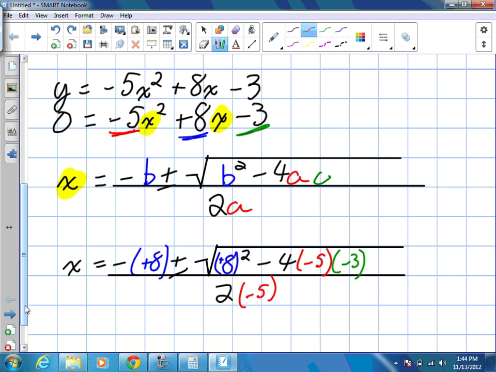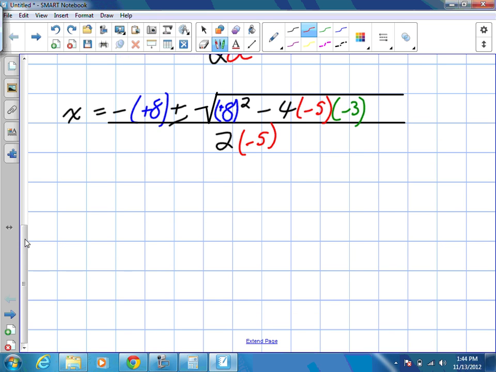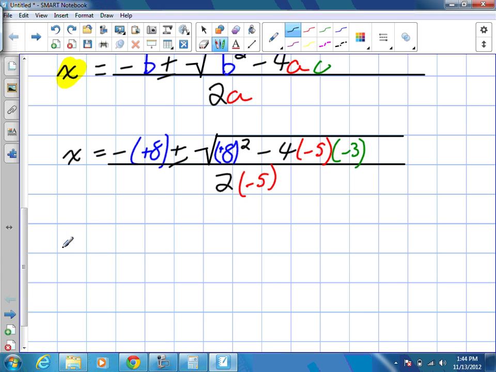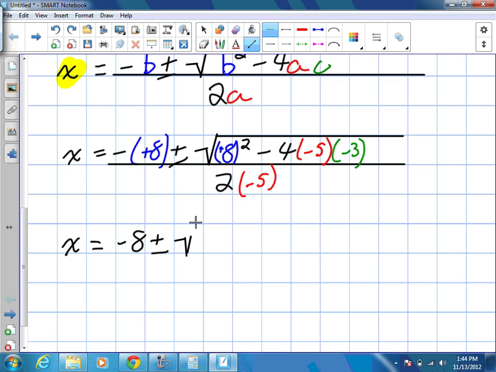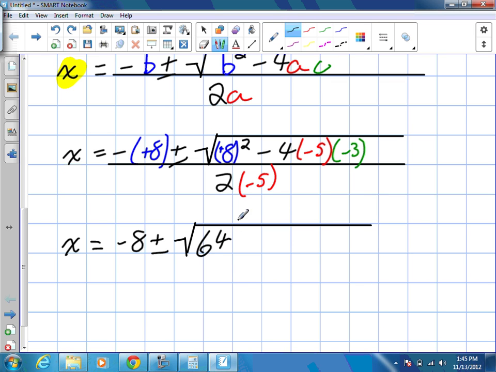We're then going to use BEDMAS to solve this. So, x is equal to, what is negative positive 8? What does the 8 become? It's going to become a negative. Okay? I get negative 8 plus or minus. We're going to do a little bit of equating here. What is 8 squared? 64. 64. Good. So we have 64. Now, when we're multiplying, I want you to think of this 4 as a negative 4 when we're multiplying. So let's think of it like negative 4 times negative 5 times negative 3. Okay? So what is negative 4 times negative 5?